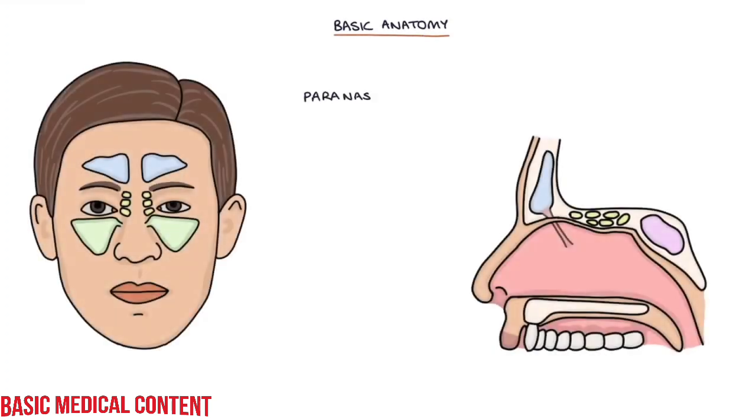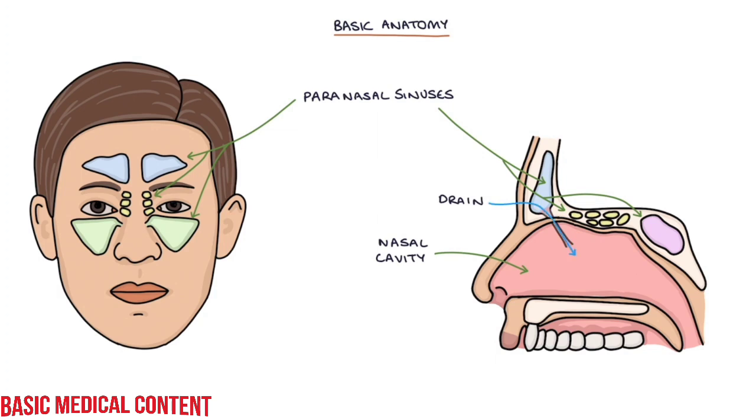Let's talk about some basic anatomy. The paranasal sinuses are hollow spaces within the bones of the face, arranged symmetrically around the nasal cavity. They produce mucus and they drain into the nasal cavities via holes which are called ostia. Blockage of the ostia prevents the drainage of the sinuses, and this results in sinusitis.